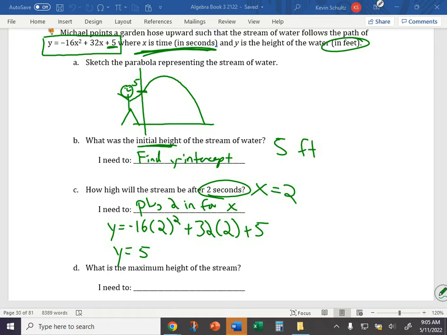Why does that make sense? How can we have both a y-intercept of 5 and the water being 5, a height of 5 after 2 seconds? Elliot? Is this like the opposite side? Well, no, that would be -5, which doesn't make sense because that would be going back in time, right?